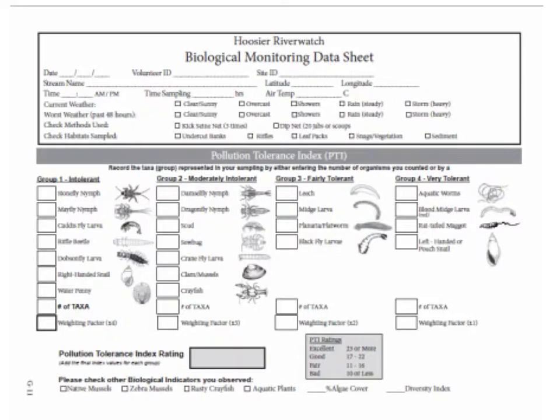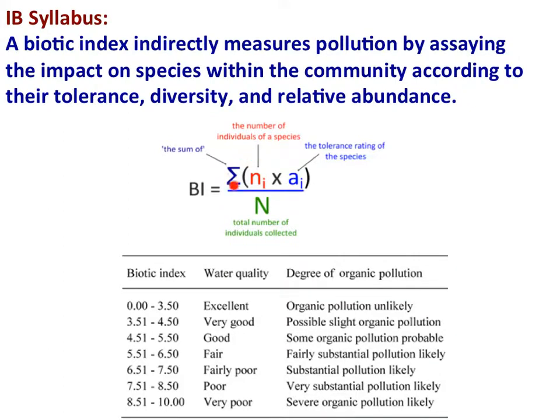Here is a data collection document used for the purposes of determining a biotic index. You can see the tolerance rating here in these four groups. One can sum the number of individuals of each species, then multiply by a pollution tolerance rating, then divide by the total number of individuals in the sample to provide an index, a biotic index. The index can be used to assess water cleanliness. Low values indicate clean water. High values indicate polluted water.